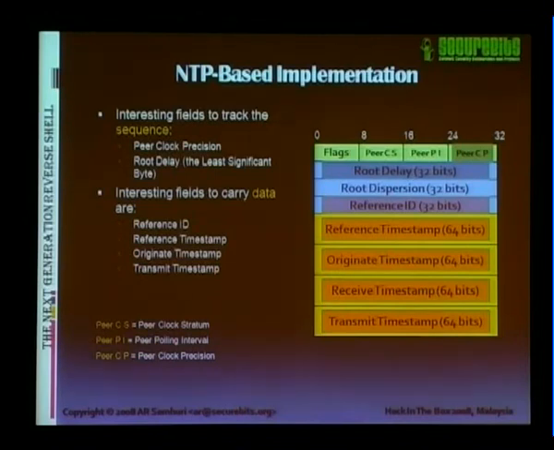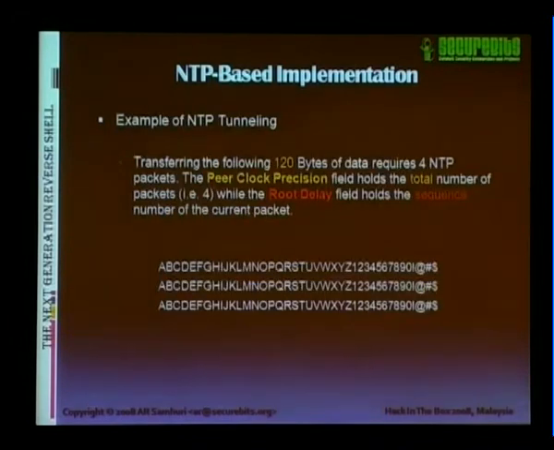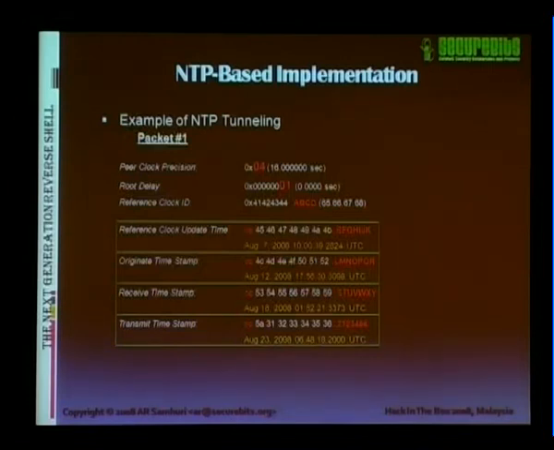Since the header has a fixed size, and we have a limited number of bytes to send per packet, we can partition a chunk of data over multiple NTP packets and keep the sequence of the packets when we send them. So we are going to use the peer clock precision field to carry the total number of packets needed to tunnel a chunk of data, and then we will use the root delay field to carry the actual sequence of every packet. For example, if you are sending 4 packets, you are going to have 1/4 for the first packet, 2/4 for the second, 3/4, and 4/4, until the last packet. The 4 timestamp fields will carry the data, and the reference ID will also carry data.